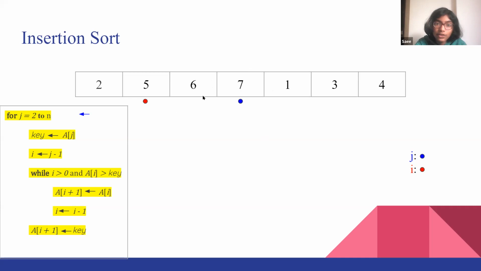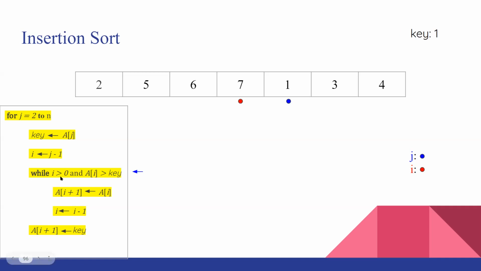Now, what is the value of j? 4. It's 4, but now what will it become? 5. Awesome. And what is the key that we want to insert? 1. We want to insert 1 into this already sorted array. And what is the value of I? 4. Awesome.